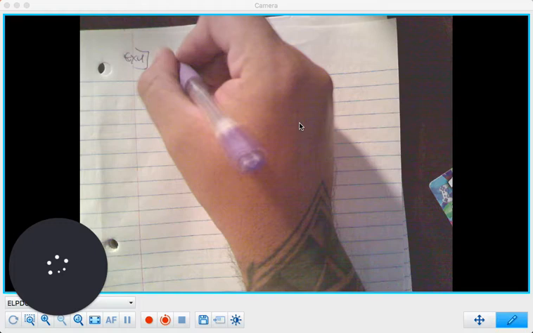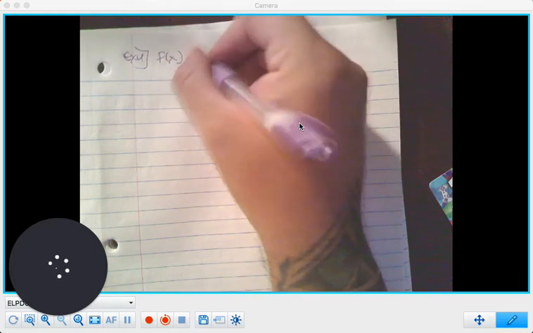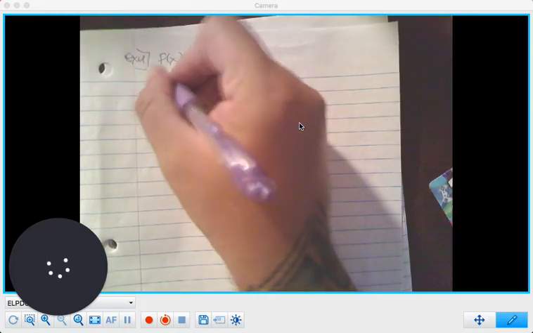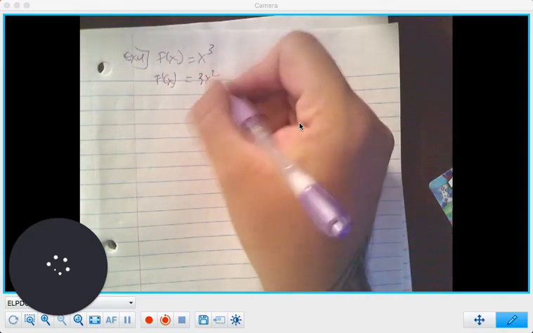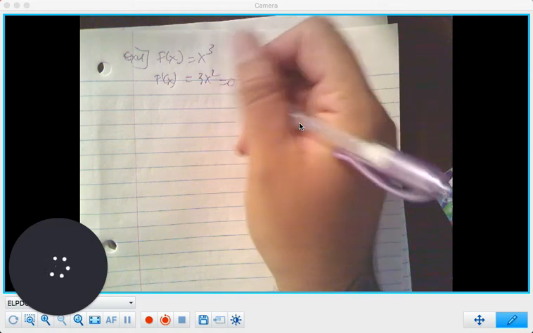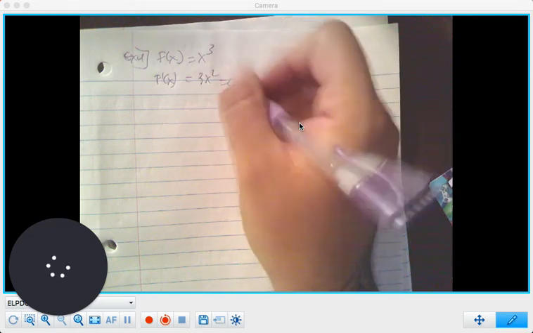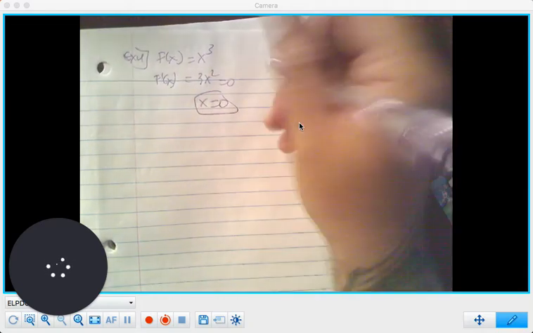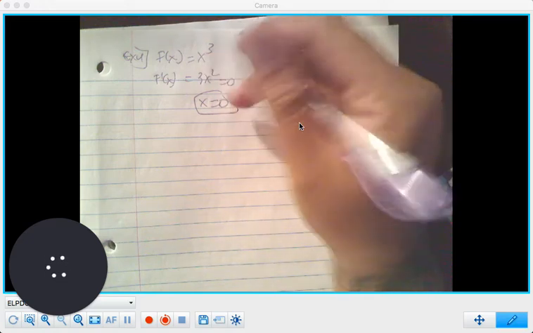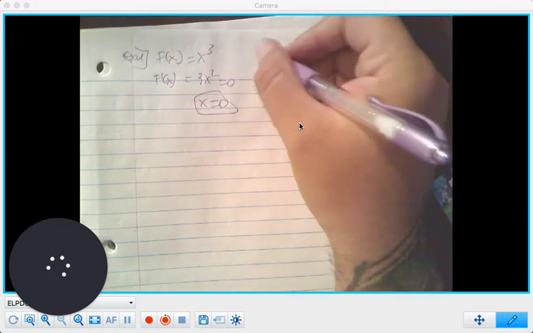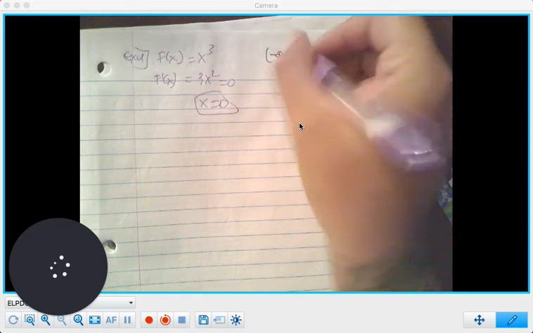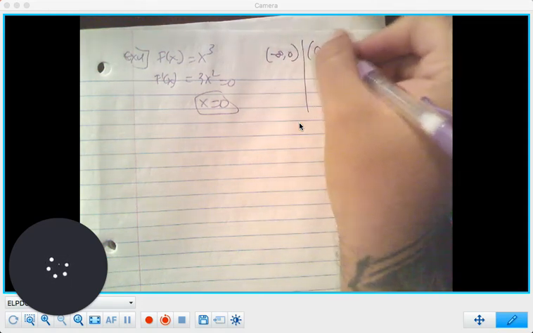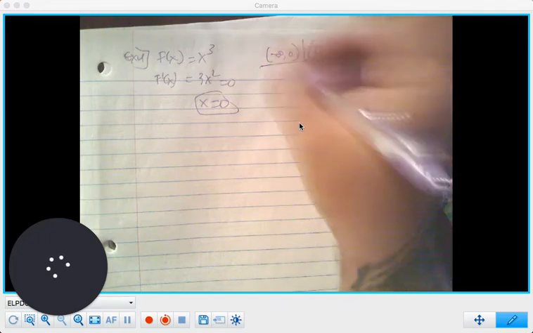I have f of x equals x cubed. Okay? Find the derivative. That's what? 3x squared. Okay? Set it equal to 0. That's going to be just x equals 0, right? Divide by 3, square root, so x equals 0. Again, this is your critical number. Notice that we only have one critical number, so we're going to start from negative infinity to 0, and then 0 to infinity. Cool?